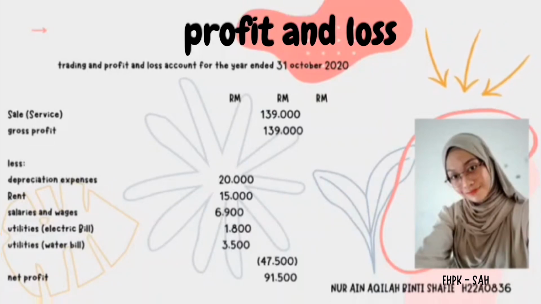First, sales 100,000 and 39. Gross profit is the same as sales, 100,000 and 39. Second, expenses. Depreciation expense is 20,000, rent 15,000, next salaries and wages is 6,900. Utilities for electric bill is 1,800 and utilities for water bill is 3,500. Lastly, the net profit that we will get is 91,500.